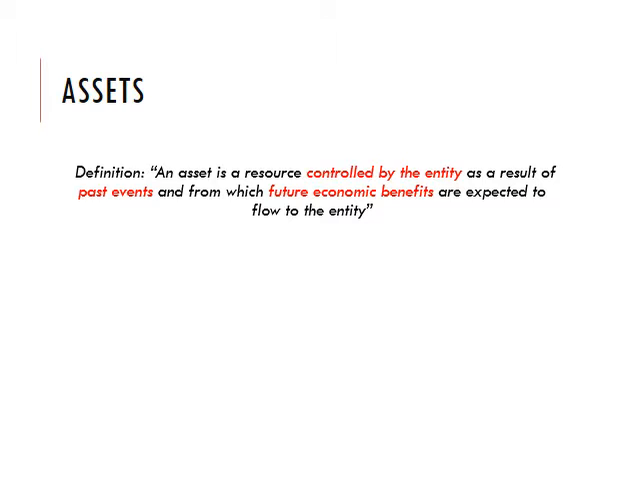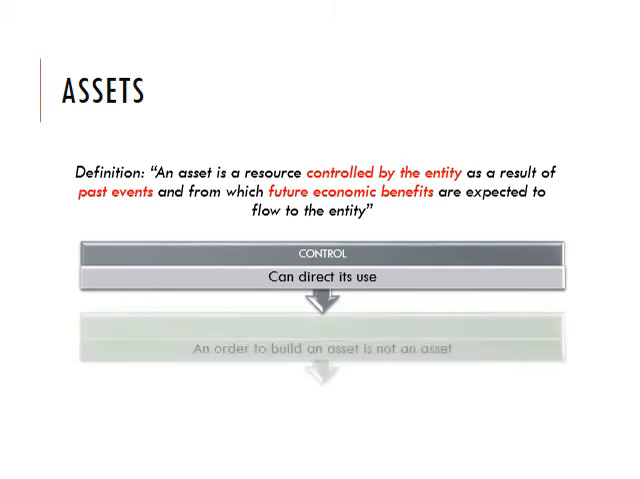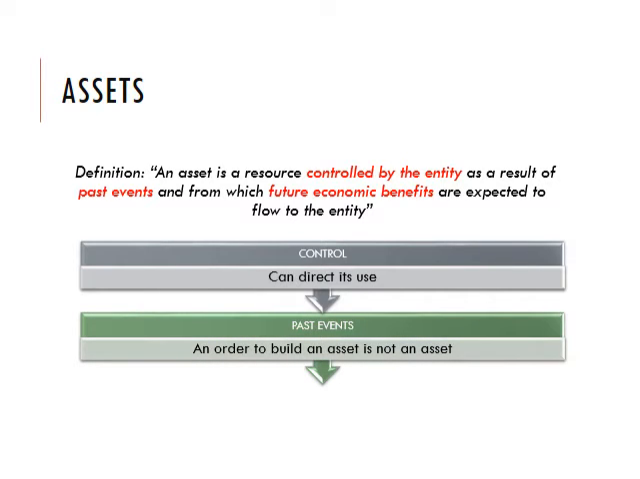First of all, we can see that an asset is a resource controlled by an entity. So the entity itself can direct the way it is used. So that's what we mean by control. Then we say that an asset must be as a result of past events. So for example, if I expect to acquire an asset next year, well, that might not be as a result of past events, it might be as a result of what I expect to happen over the coming year. So we would not treat that as an asset.